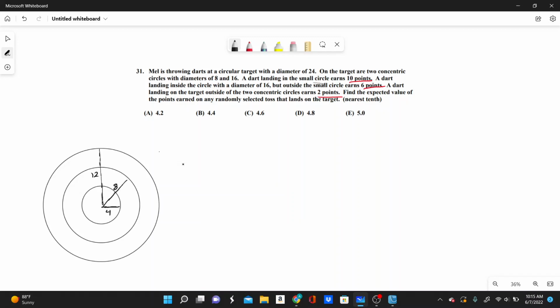Okay, it also tells us point values. If you land on the inner circle, you get 10 points. If you land on this inner ring, you get 6 points. And if you land on the outer ring, you get 2 points. So to find the expected value, we take the probability of an event occurring, in this case landing on certain parts of the board, and multiply it by the outcome. So let's get started with the inner circle.